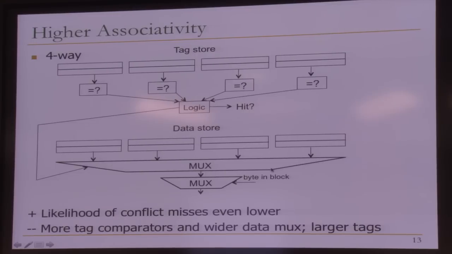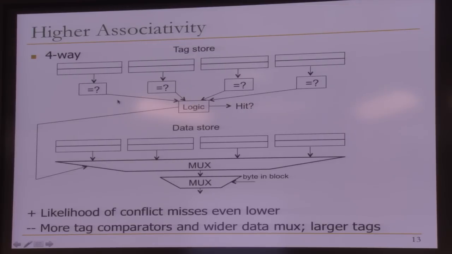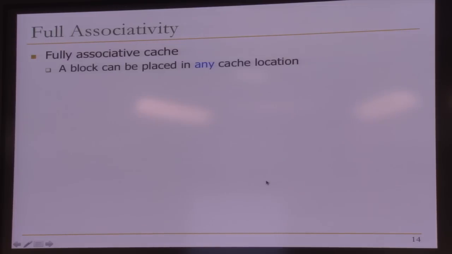And larger tags. I don't show the address here, unfortunately, but if you look at the address, now your index is only 1 bit, because it could be either 0 or 1. Your byte in block doesn't change because we have 8-byte blocks. That's 3 bits. And your tag bits are now 4 bits. Right. Okay. And your power increases because every time you access, you really need to do 4 comparisons. And this wide mux.